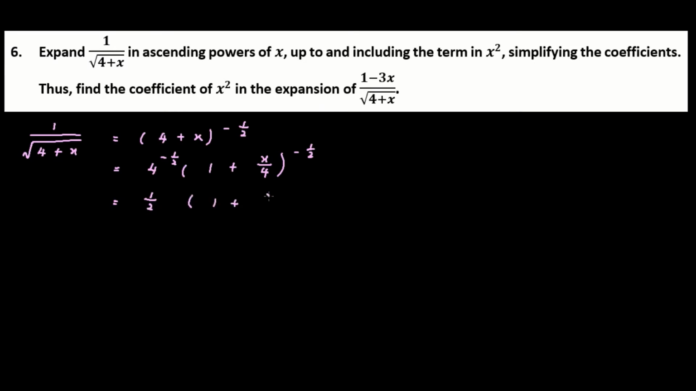Okay, so 1 over square root of 4 plus x, same thing, try to change it into indices. So you have (4 plus x) to the power of negative 1 over 2. You can realize that your a is not 1 again, so we need to do the factorization. So take out 4, (1 plus x divided by 4). When you write your power, don't forget your power. Square root of 4, you will get 1 over 2. So (1 plus x over 4) to the power of negative 1 over 2.